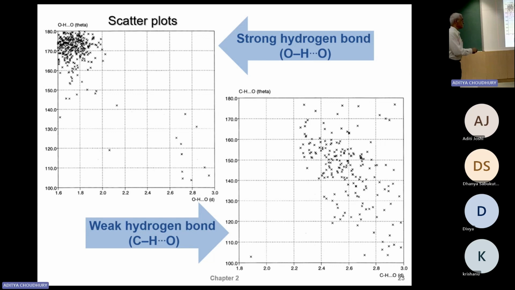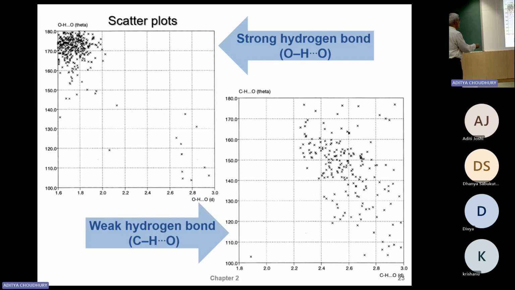Apart from this, this is more important. If you want to analyze some of the interactions using the database, this will be very useful. What are scatter plots? What is meant by scatter plots? Take a look at this. This shows strong hydrogen bonds, OHO bonds. It's very easy to retrieve that using the database. This shows how many data points there are for the strong OHO hydrogen bonds, plotting angle versus distance. This distance is the OHO distance.